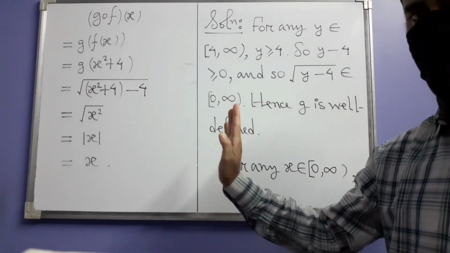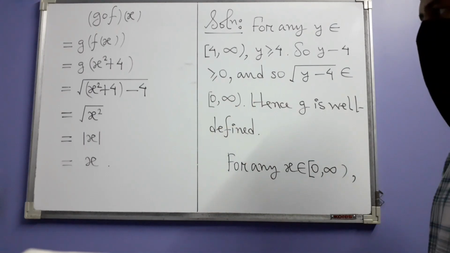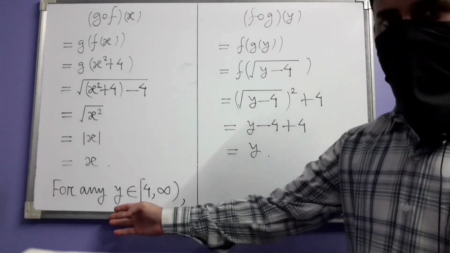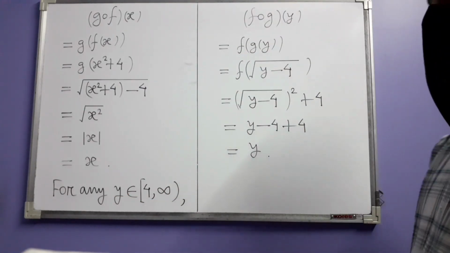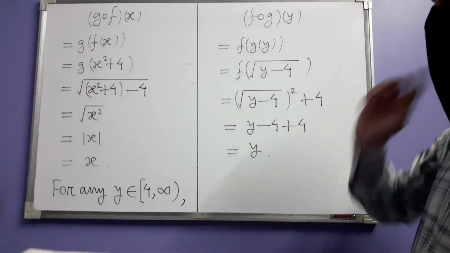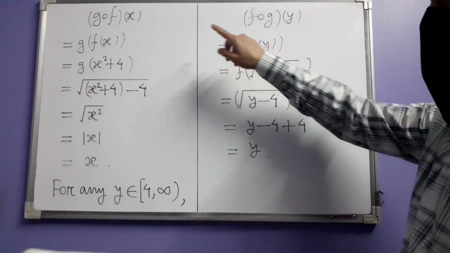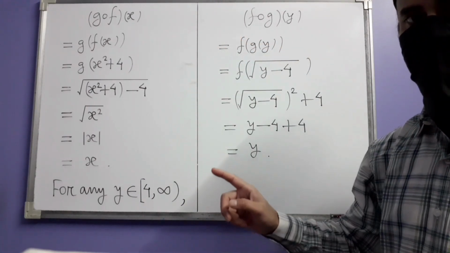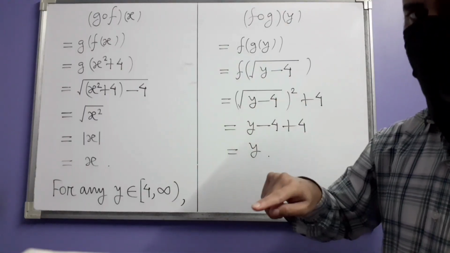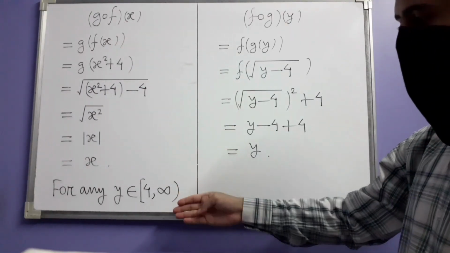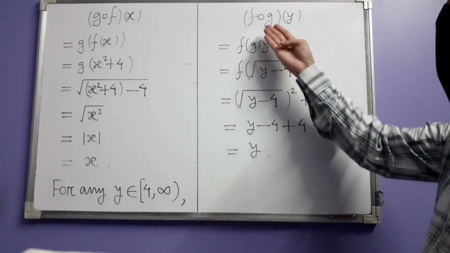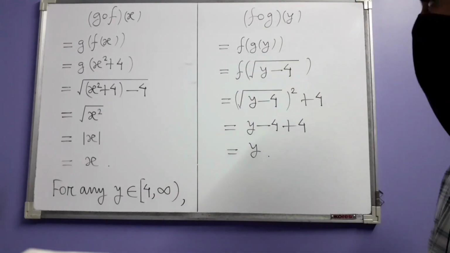There is, of course, one more thing to show. And that other thing is this: for any y in this interval 4, infinity, we next calculate f composite g of y. Just like 0, infinity was the domain and codomain both for the composite function g composite f, this one is both the domain and codomain for this other composite function.